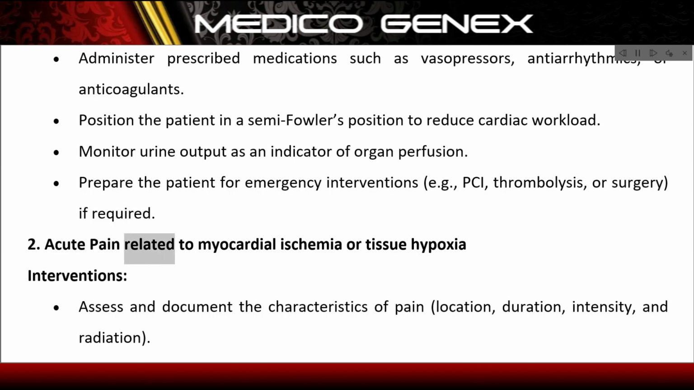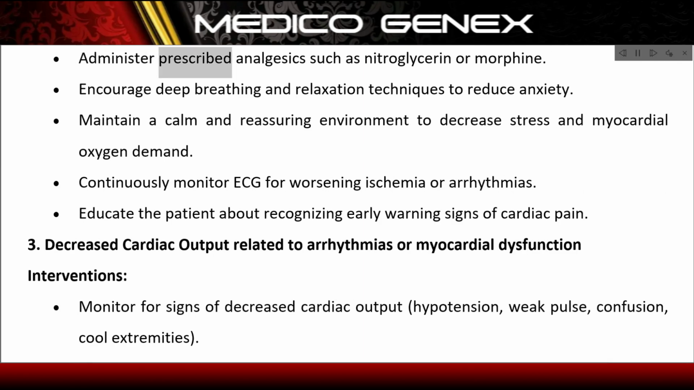2. Acute pain related to myocardial ischemia or tissue hypoxia. Interventions. Assess and document the characteristics of pain: location, duration, intensity, and radiation. Administer prescribed analgesics such as nitroglycerin or morphine. Encourage deep breathing and relaxation techniques to reduce anxiety.